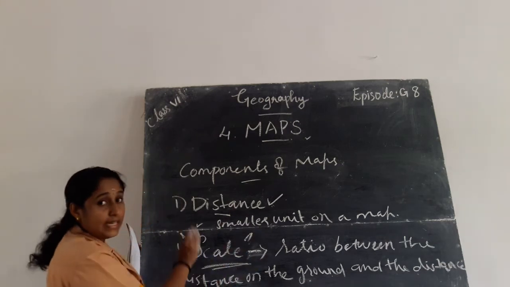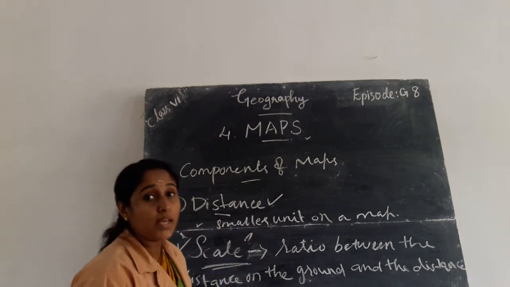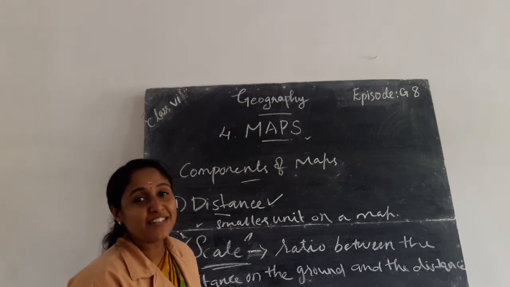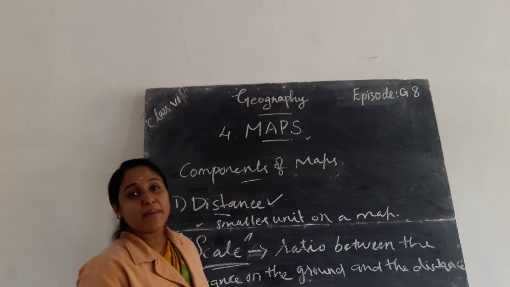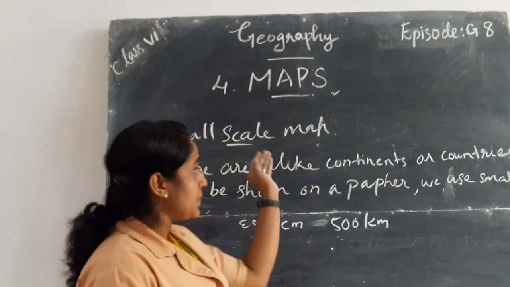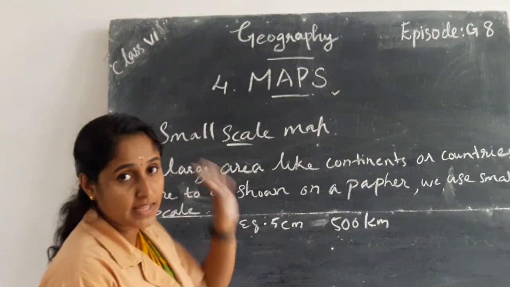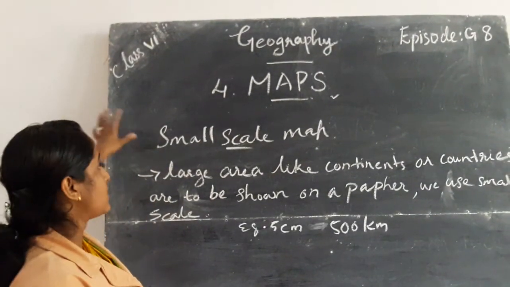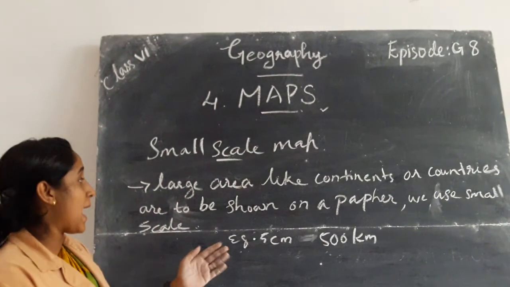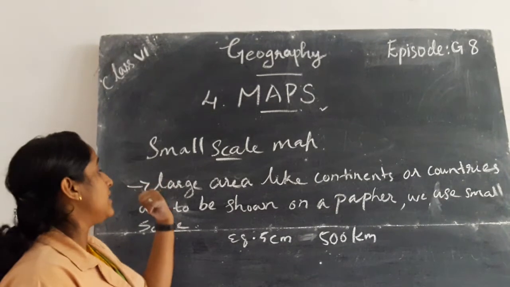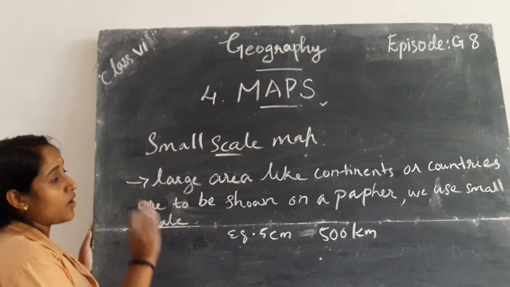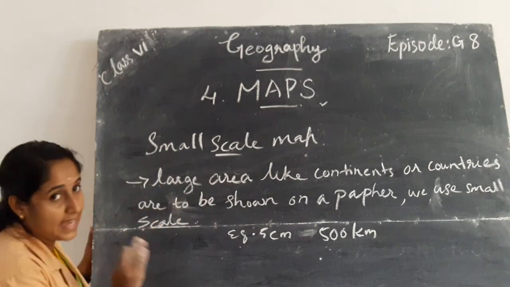Okay, so on a map we use two types of scale: small scale maps and large scale maps. We use two types of maps according to scale. First one is the small scale map. What do you mean by small scale map? When a large area, like continents or countries, is to be shown on a paper, we use small scales.